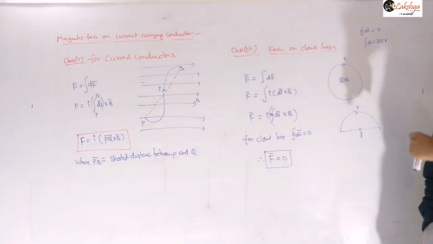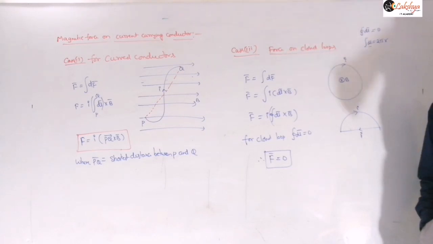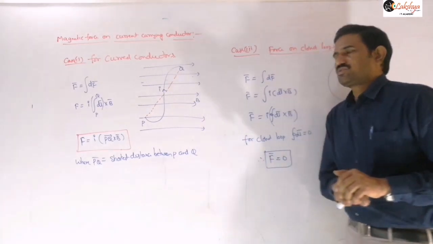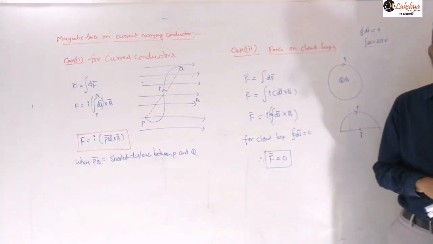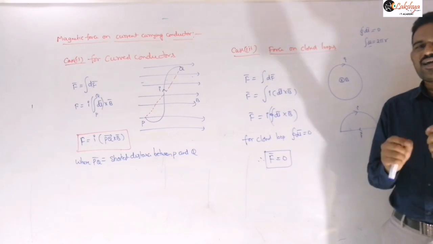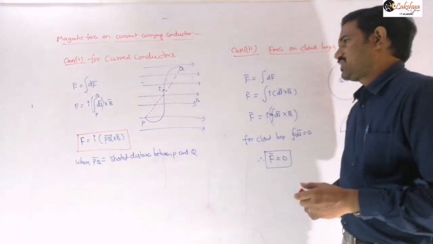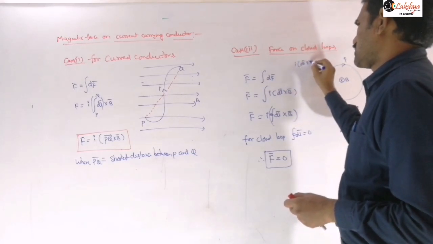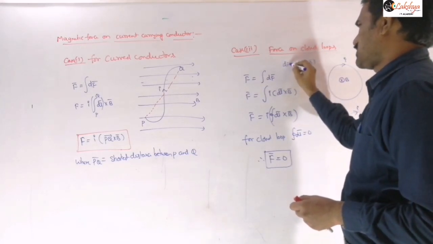I will give some examples where the force is 0 and where the force is not equal to 0. So now let us see. These are the expressions for the force acting on a current carrying conductor. For a small element, you need to take I bar, and the force expression is nothing but I into dl bar cross B bar, the force acting on a small element.